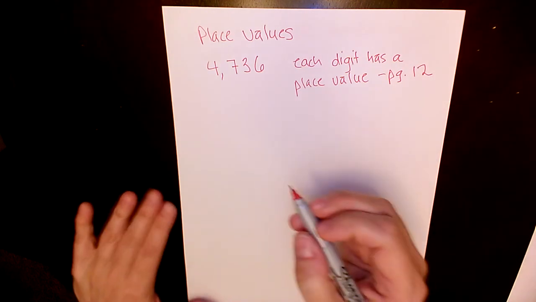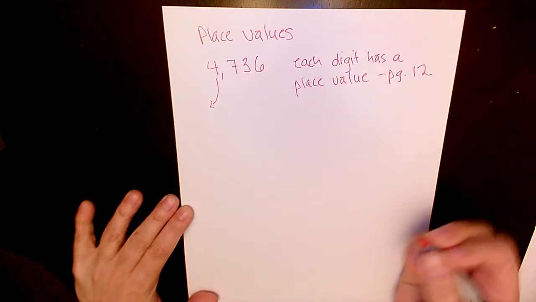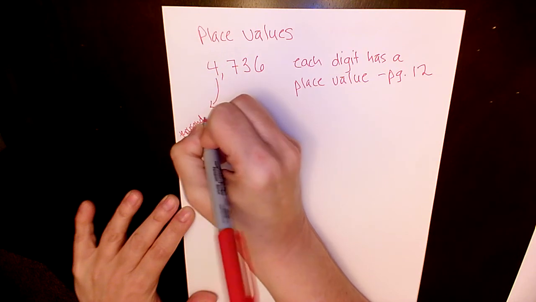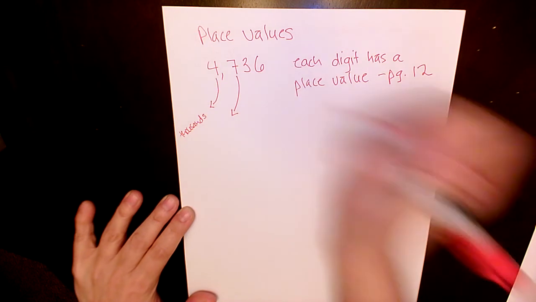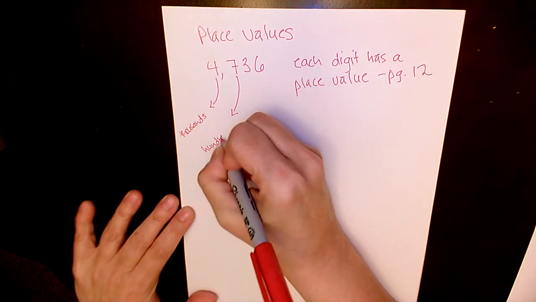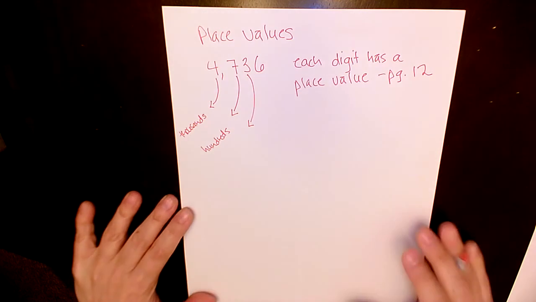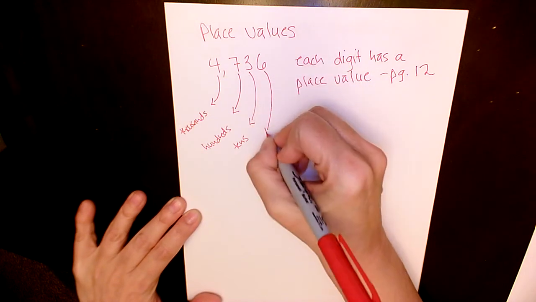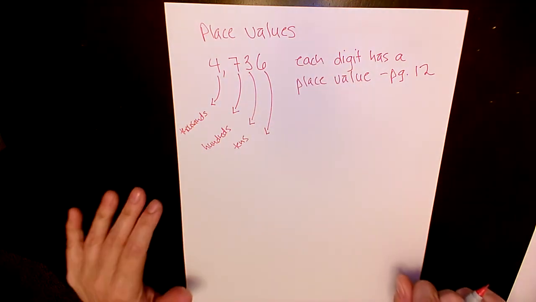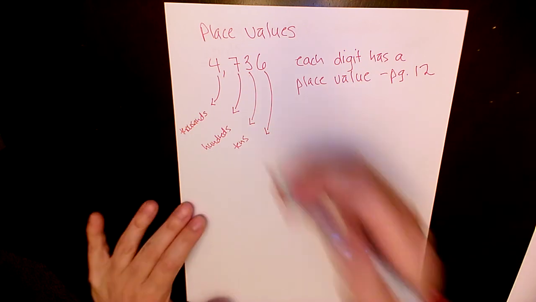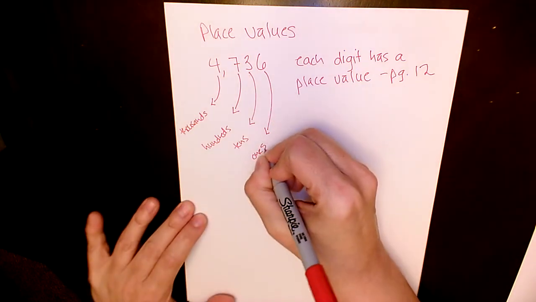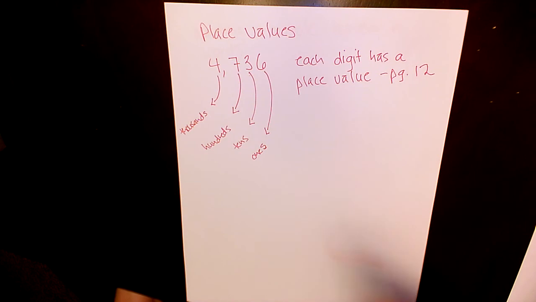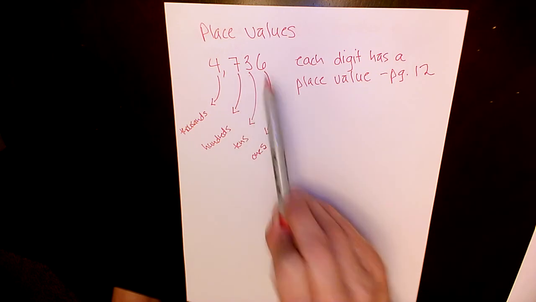So just to go over these, 4 is sitting in the thousand spot because it's 4,000. 7 is sitting in the hundreds place because it's 700. 3 is sitting in the tens spot because it's 30, and 6 is sitting in the ones spot, so there's 6 ones. So that's 4,736.